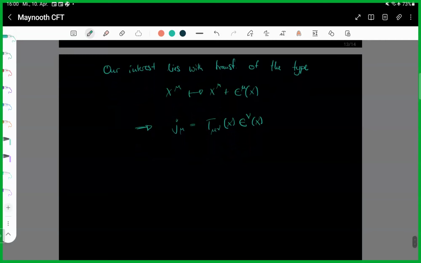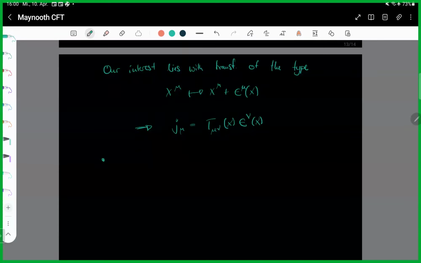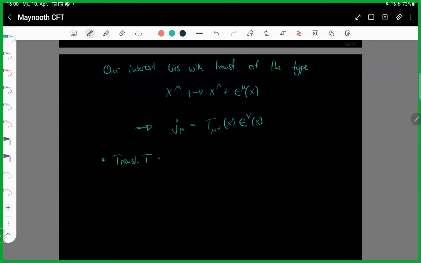And now, as before, I'm just going to run through some of the transformations that we already know. So, translations, T, are just given when I choose epsilon to be a constant. There's no magic there, and then I just demand the conservation of the current, and what I get from there is that the energy momentum tensor is conserved. This is something that you most likely have already encountered.